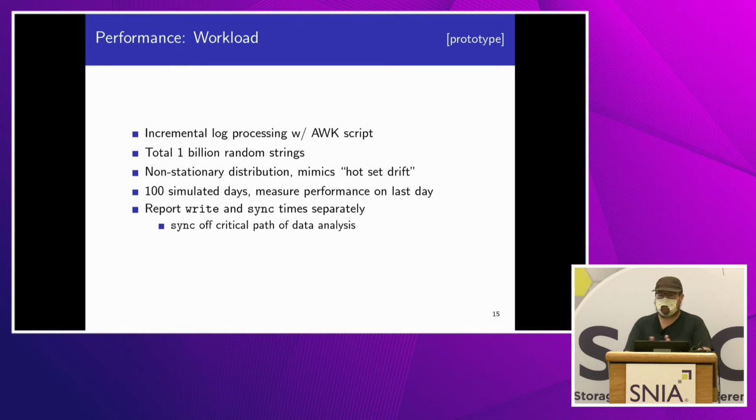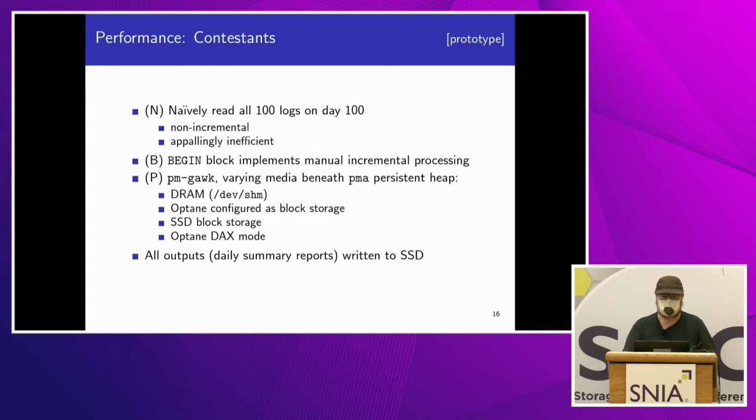The workload for our performance tests mimics an incremental log processing scenario. On each of 100 simulated days, we fed a log file to the awk script that I showed you earlier. In total, the script consumed 1 billion random strings. The random string generator varied the popularity of strings over time to mimic characteristics of real web server logs. Every day, the script must output a cumulative summary of all the log files it has ever seen. We measure performance only on the final day, the 100th day. We report the time to write output separately from the time required to sync files to durability because the sync operation is off the critical path of data analysis pipelines.